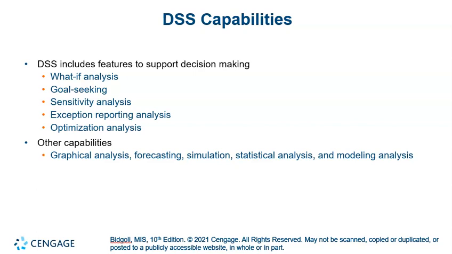Exception reporting analysis. It's a little abstract here. This takes variables that are outside of a defined range. So maybe let's look at a region that generates the highest total sales, or a production area that went over budget.